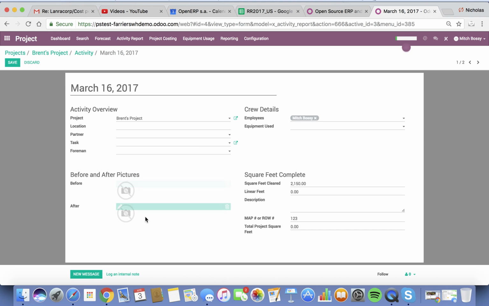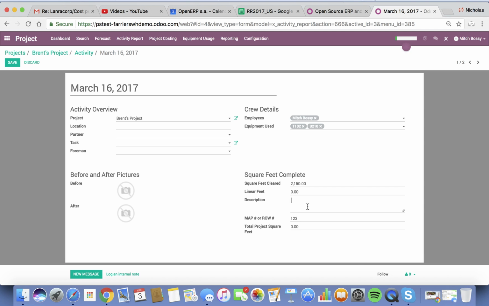Next, before and after photos, before they started the day, after they started that day, all the employees that worked on that. These are just equipment, but you can add employees via a many-to-many. Same with equipment used. We can add all the equipment used on the project that day. Then here, the most important part is they fill out how many square feet did we complete that day, how many linear feet, and then a description. Then a map row number, and ignore that last one.